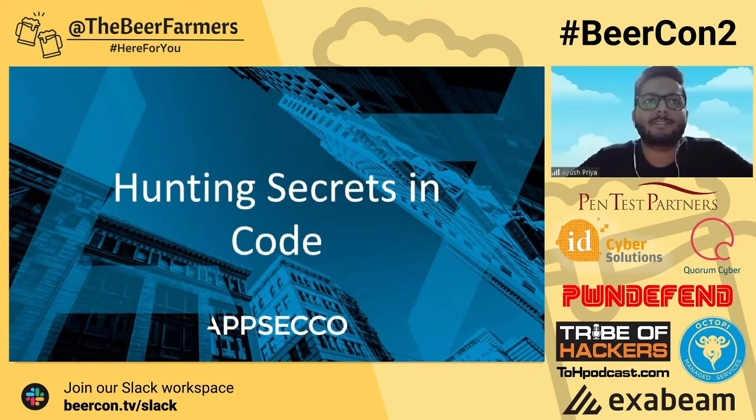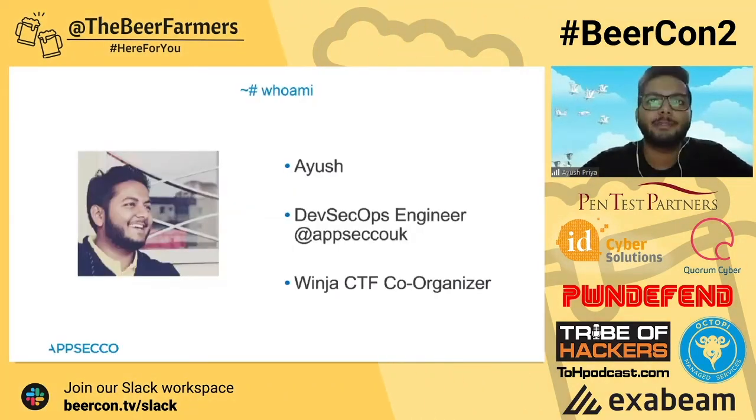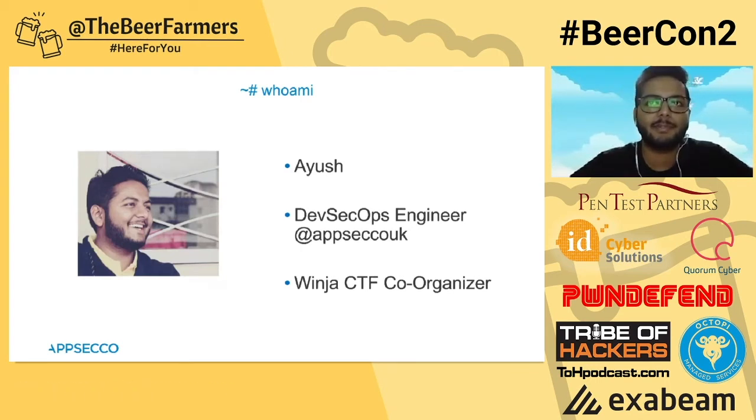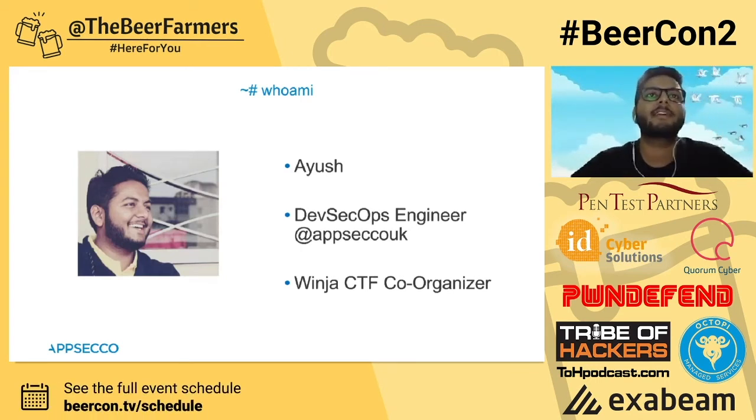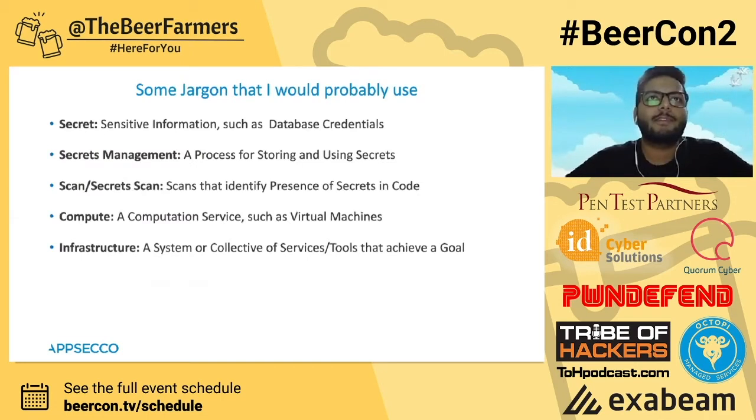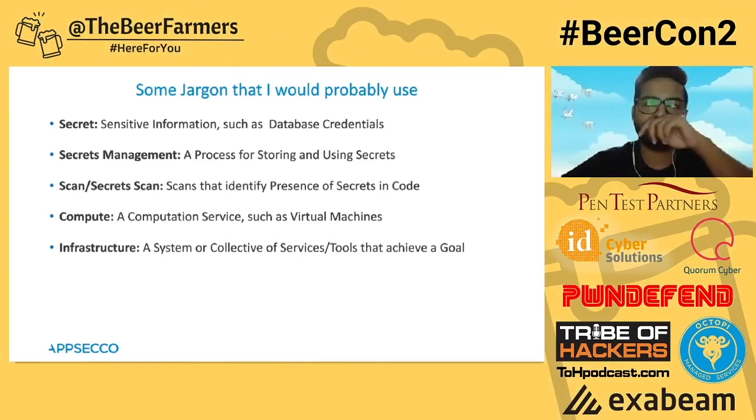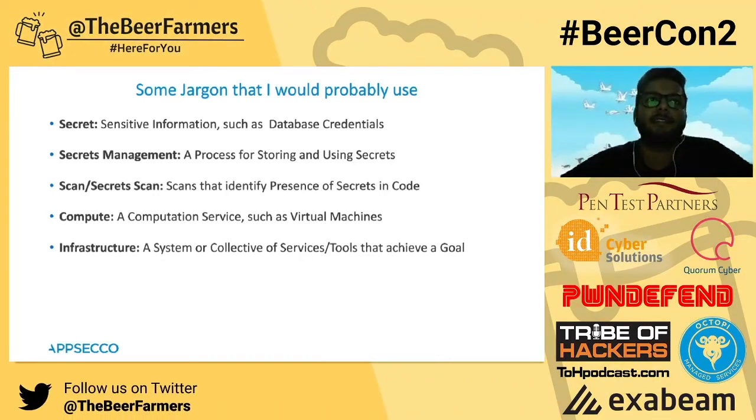Hey guys, so I'll be speaking about hunting secrets in code. I am Ayush. I am a DevSecOps engineer at a company called AppSecco, and I'm also the co-organizer for Winja CTF. Before we begin, there's some jargon that I'd probably use during the talk. Just to give you context, when I say secret, it is essentially a sensitive piece of information such as credentials, API tokens, something like that.